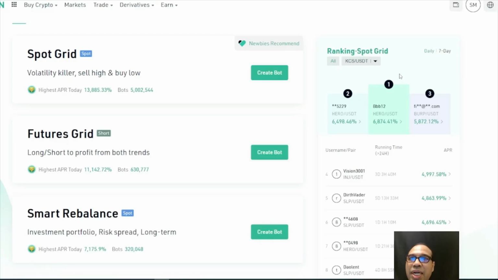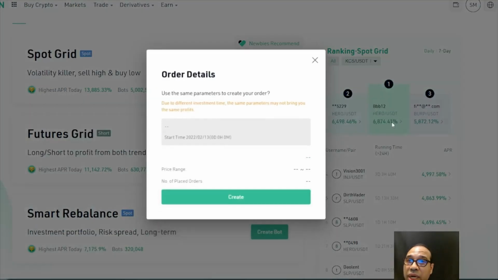In less than a minute, let me run through quickly how to create a bot. The first one is the spot create bot. In this one, you can create your own bot and select the parameters. But here you can see number 1, number 2, number 3. What it means is this particular person, BBB12, that is a username, has used this hero/USDT to create a bot and earned around 6874. So let's look at it.